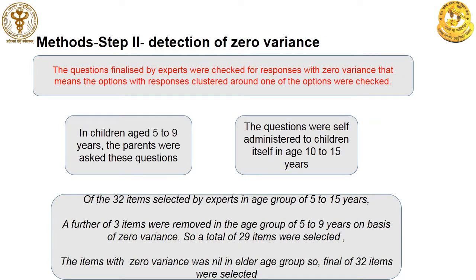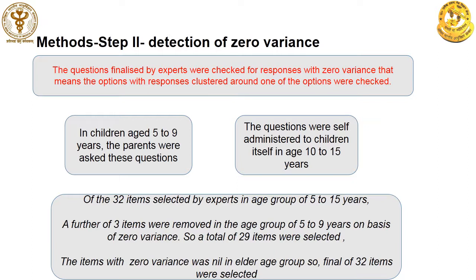In step 2, there was detection of zero variance. Zero variance meant that if the questions were checked for their responses by giving them to the children who were visually impaired, these were the children who were referred to the central clinic from the field with the unaided vision less than 6/12. It was decided by experts that they will be divided. The questionnaire would be asked from the parents in the younger age group between 5 to 9 years, and in the 10 to 15 years it would be asked from the children itself.